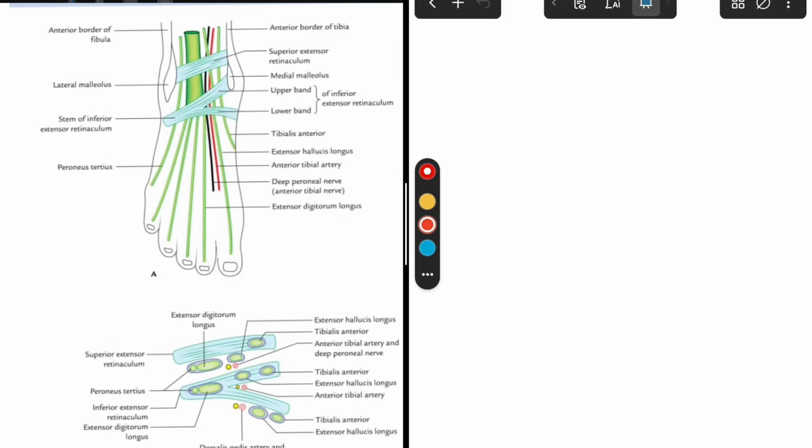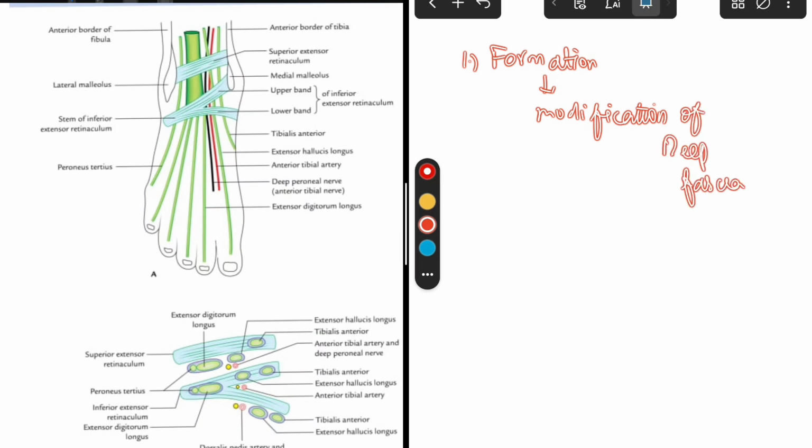Friends, in this video, let us see the extensor retinaculum briefly. First of all, let us see its formation. Any retinaculum is nothing but a modification of deep fascia. Let us confirm that this extensor retinaculum is a modification of the deep fascia in the anterior compartment of the leg.